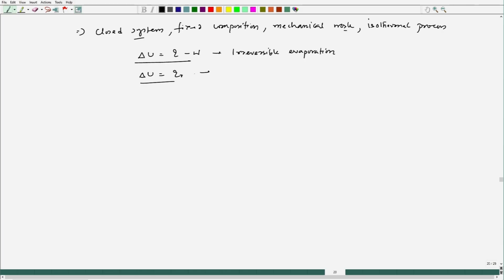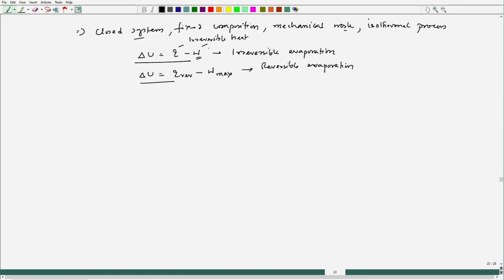Now, this I put as reversible, by minus W, and since we know that in reversible expansion the work done would be the maximum, we can put max. This is reversible evaporation. So, this is irreversible heat, and this is work done during the irreversible process.